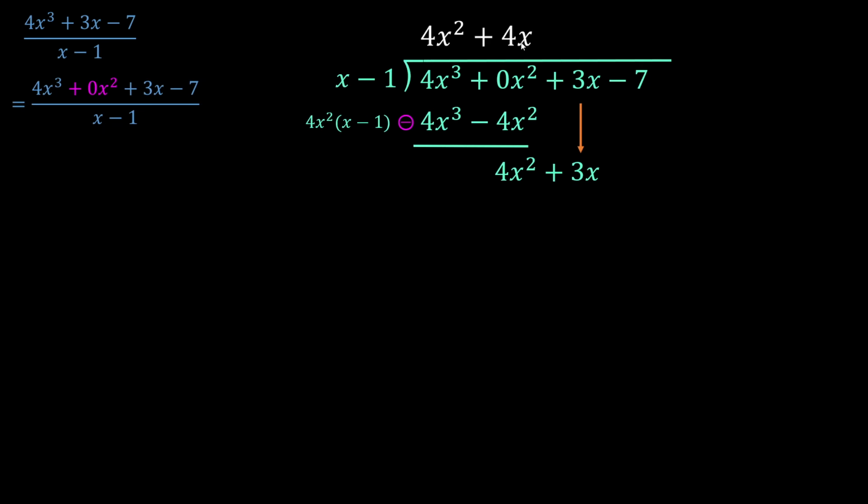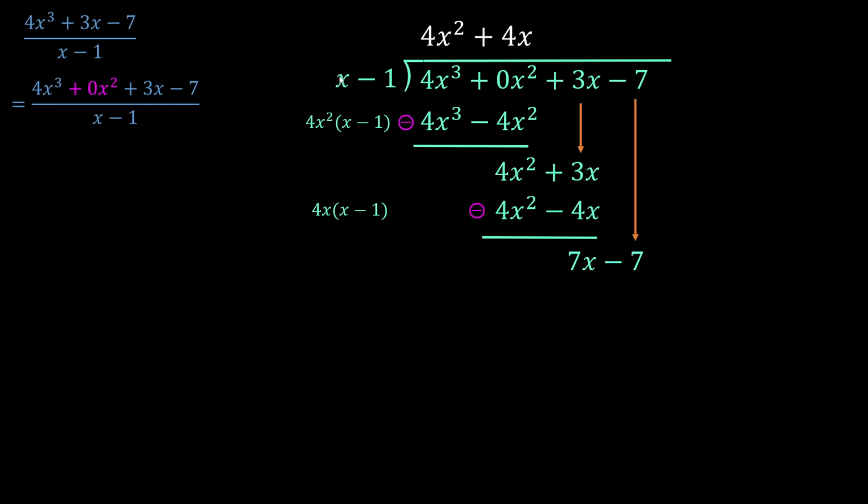So 4x times x take 1, that's what I'm going to write here. So 4x times x is 4x squared. 4x times negative 1 is negative 4x. We're going to take them away from each other. 4x squared take 4x squared is 0. 3x take negative 4x is 3x plus 4x, so that's 7x. Bring down my negative 7.